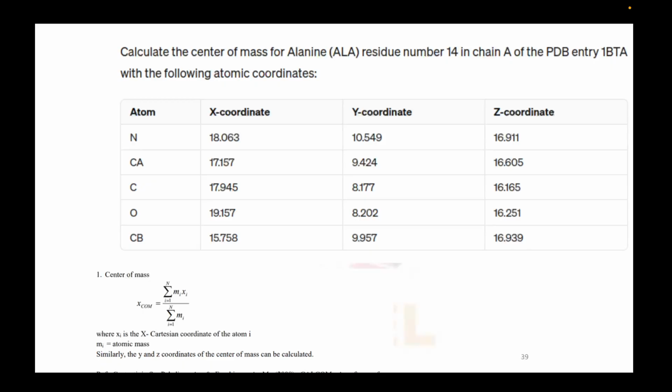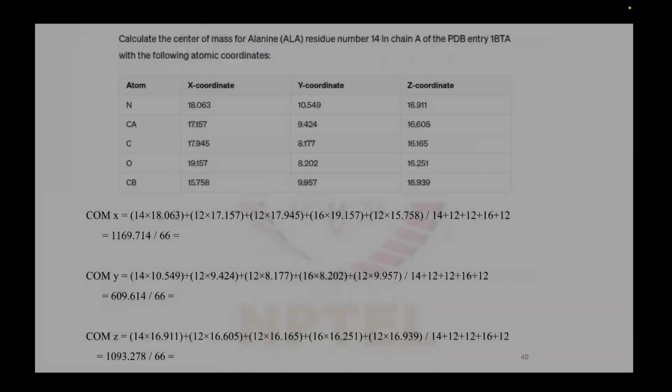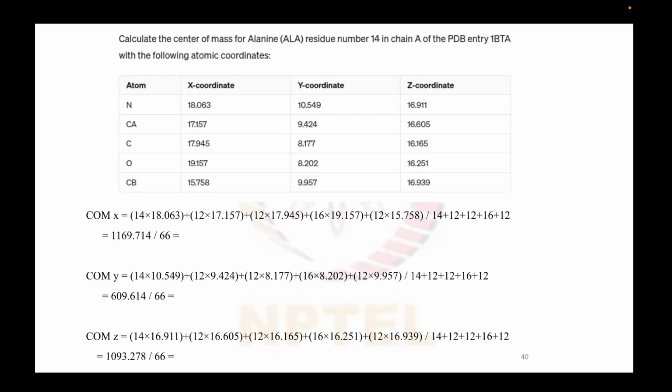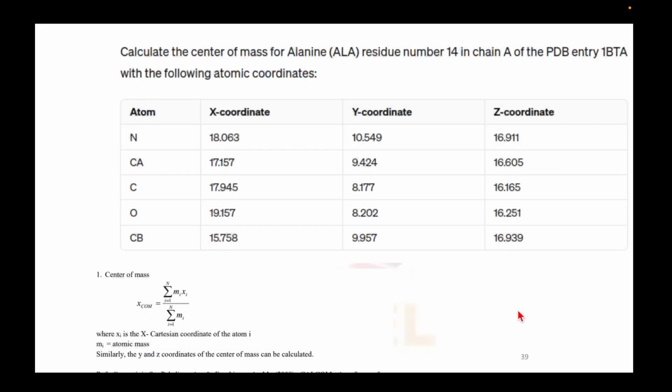So here I have given a PDB format, that is atom x, y and z coordinates for the atoms in the residue alanine. So I want the center of mass for x, center of mass for y, center of mass for z. As I mentioned, center of mass is the summation of the mass of an atom times the coordinate of the atom, divided by the total mass of the atoms.